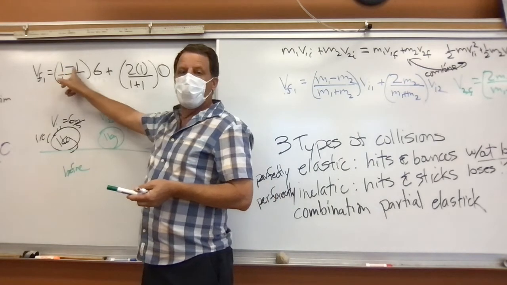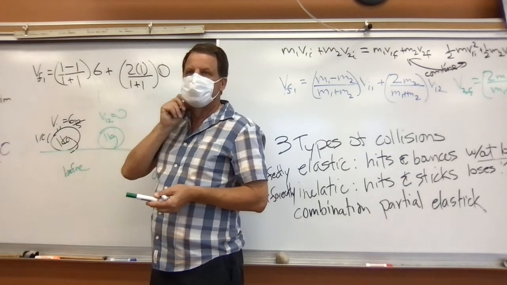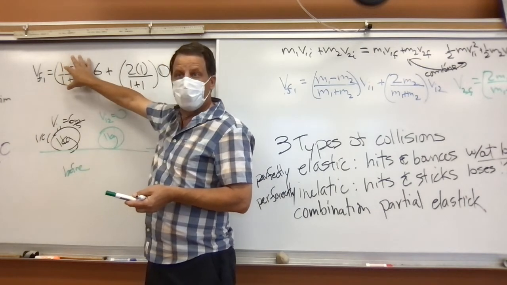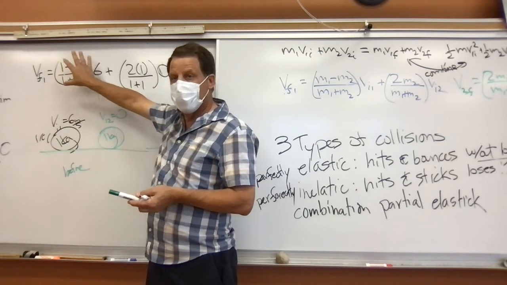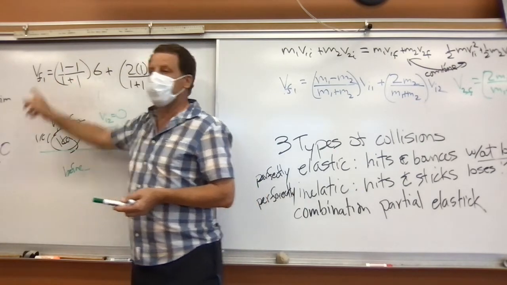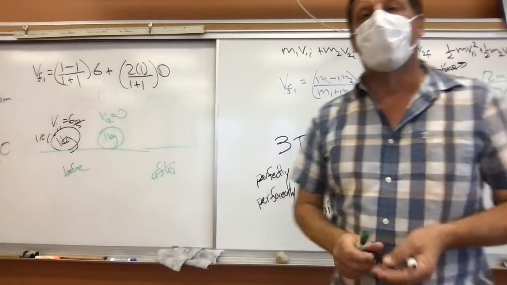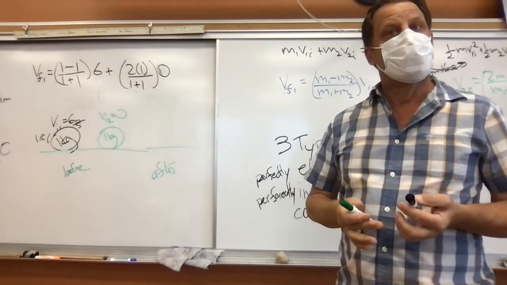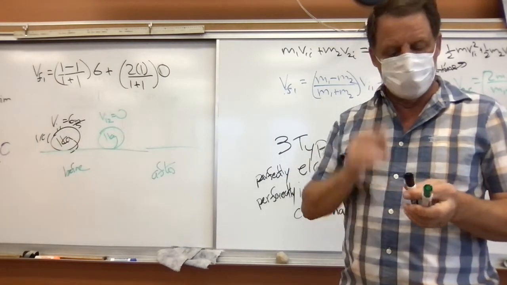You guys, what is 1 minus 1? Obviously 0. So this is all going to go away as well. So this is going to be 0 plus 0. So that shows us, you guys, that the velocity of the first ball is going to go to 0.